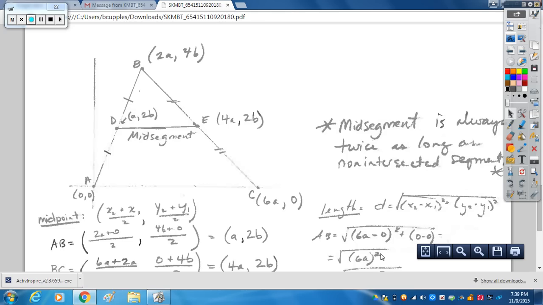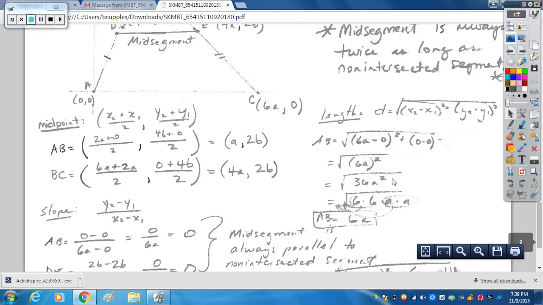Simplifies down to just the square root of 6a squared. Now we know from there that 6a squared is actually 6a times 6a, or 36a squared. And I went ahead and simplified this so that we could actually see if we could simplify this radical. If you remember when we simplified radicals at the beginning of the year, whenever we have a duplicate, it comes out just as 1. So 36 comes out just as 6, and a squared just comes out as a, and so we end up having 6a for the length of AC.